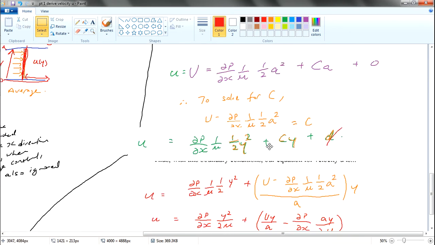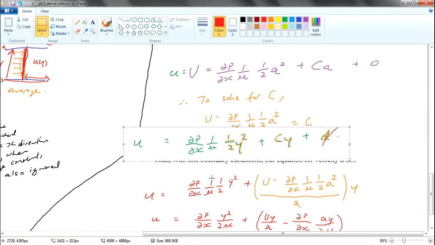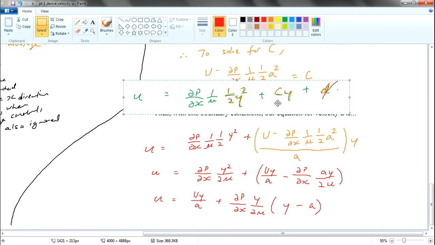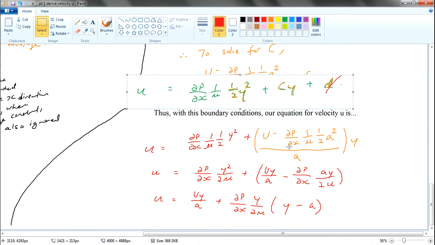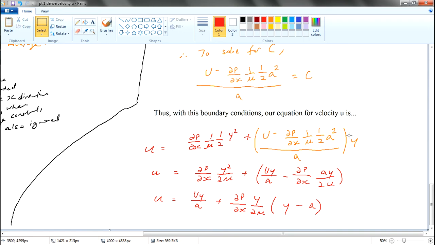So u equals, I didn't touch this portion over here. For c, I just sub in what we have done earlier, and then y plus 0. And then I just rearrange. How do I rearrange? I divide by a, and then I multiply in the y. So this y is over here, Uy divided by a, and this y also multiplies into here, and then this a can be cancelled.